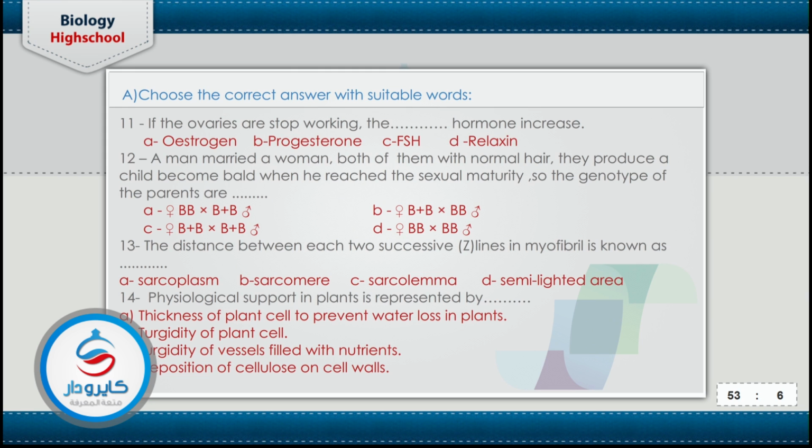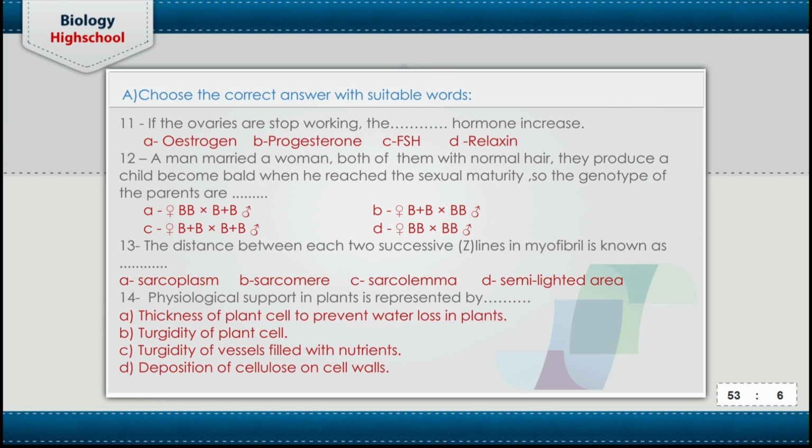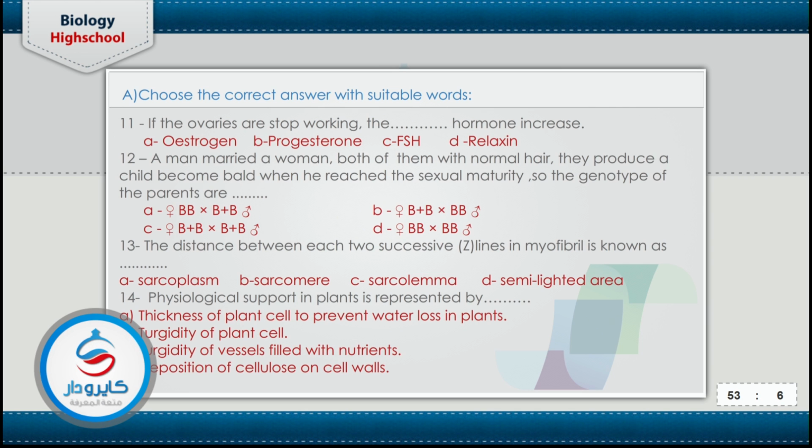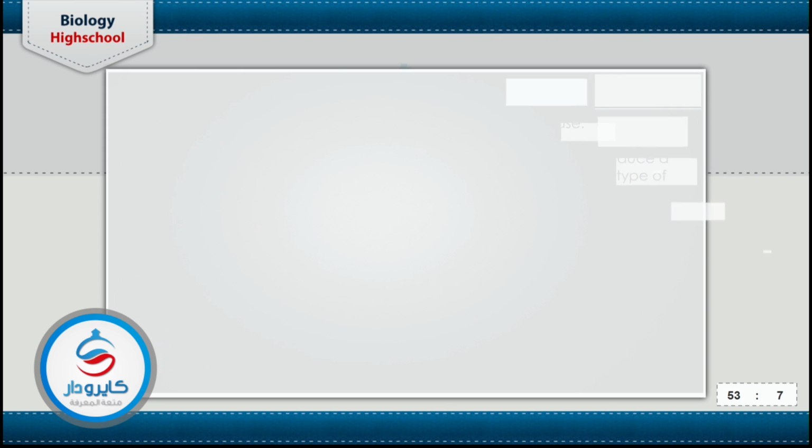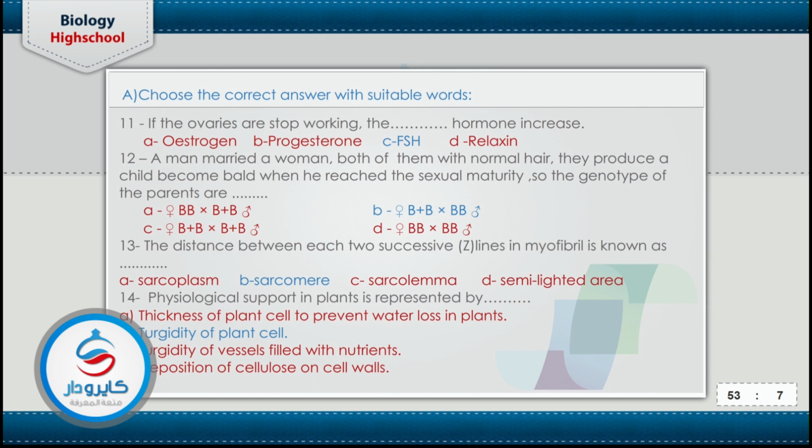Number C, the turgidity of the vessels filled with nutrients, does not act as physiological support. The deposition of cellulose on the cell wall also acts as structural support. So the right answer is number B, the turgidity of the plant cells. Those are the right answers to the questions from 11 to 14.